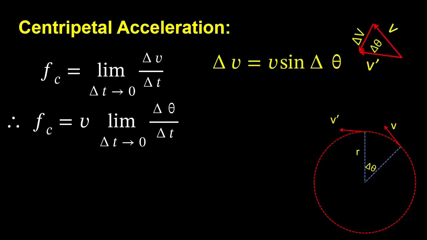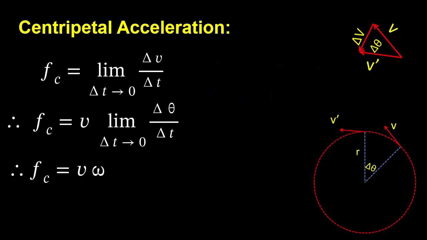because delta v equals v sine delta theta, or delta v equals v delta theta, as delta theta is infinitesimally small. Therefore, a c equals v omega. Therefore, a c equals v squared by r, because omega equals v by r. Centripetal acceleration is also called radial acceleration as it acts along the radius of the circle. Its unit is meter per second squared, and it is a vector quantity.